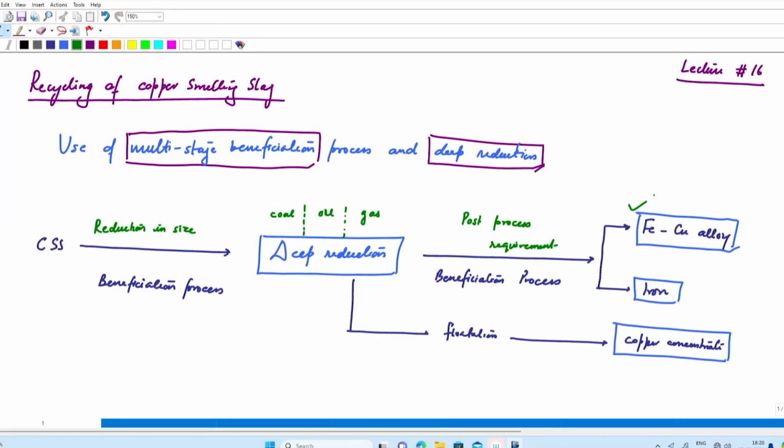So what type of products do we get? We get iron copper alloy, we get iron, we get copper concentrates, and of course the tailings can be brought back. Say for instance, if we are doing flotation after deep reduction, we can just bring the tailings back into the comminution stage and reuse it, basically reuse the raw material multiple times, so that as much metallic content as possible can be extracted. So the target of material recovery in all of the processes is done one after the other.